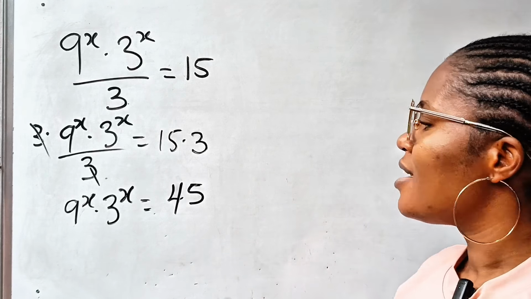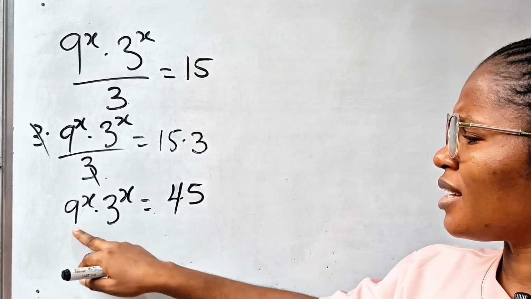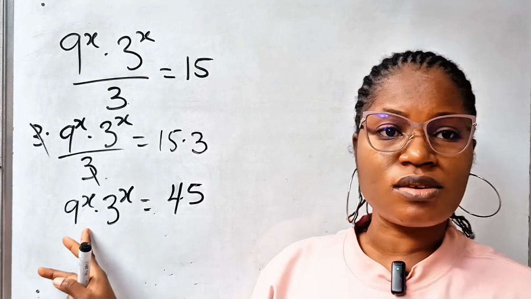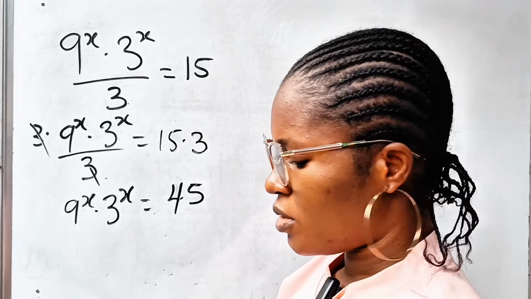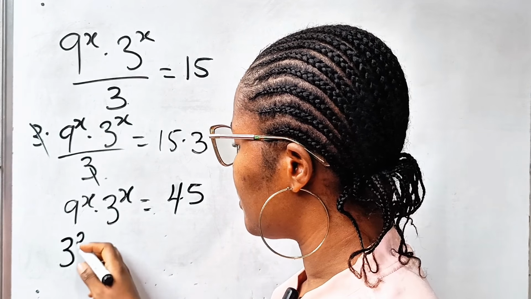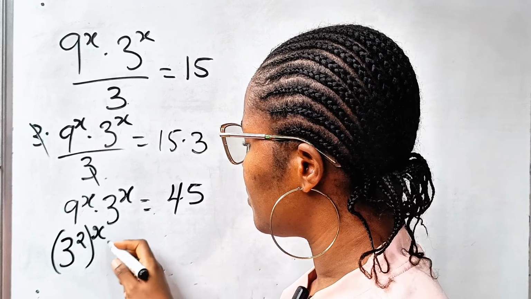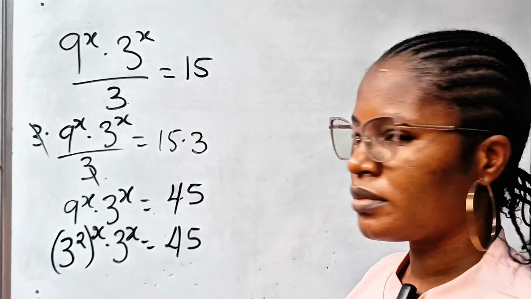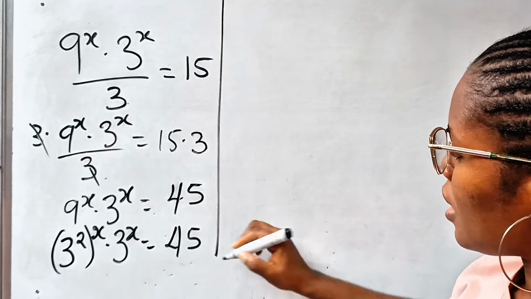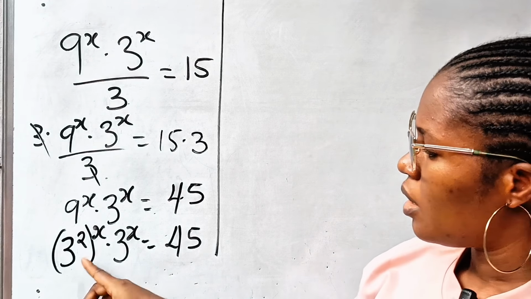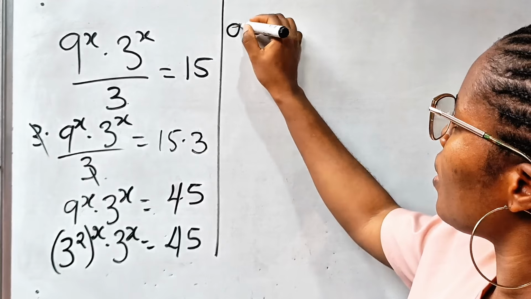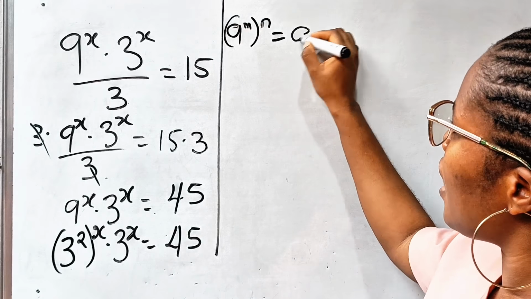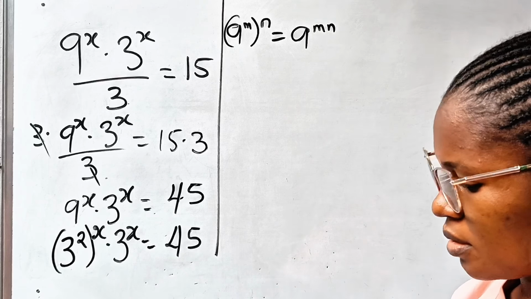Thank you very much. Now, if you look at it, you can see that we can put 9 in this 3, right? Because 9 is 3 squared. So let's go ahead and do that. So 9 is 3 squared. Good. Now, the next thing we need to do is, when you have a raised to the power of m raised to the power of n, is the same thing as a raised to the power of m times n.